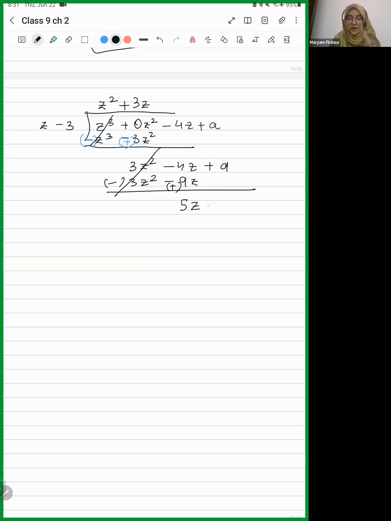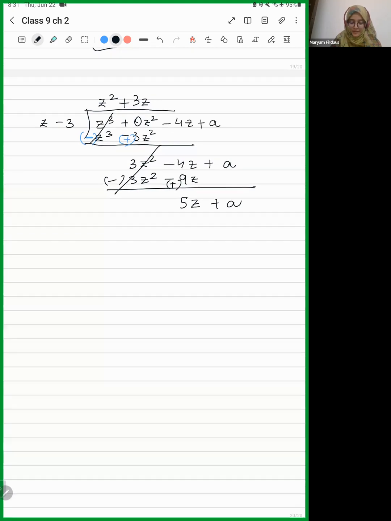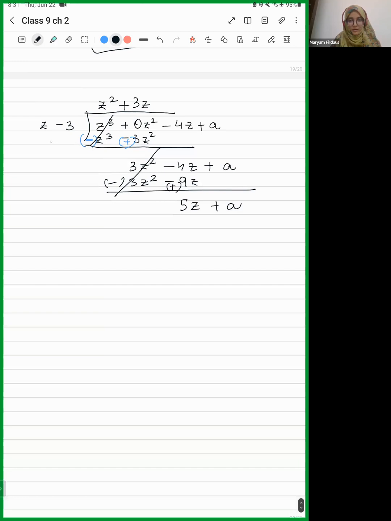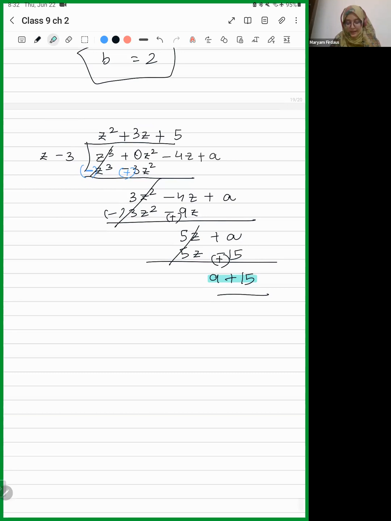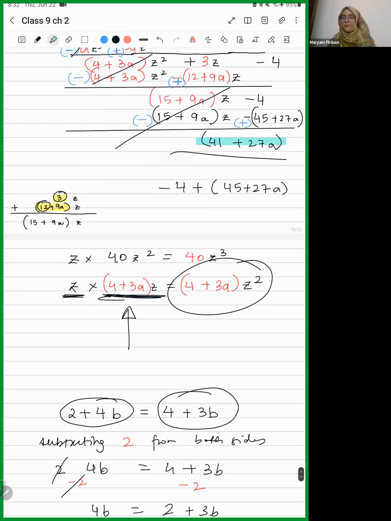5z plus a. And a lot of students make this mistake of writing the a in a way that it looks like a 9. So then they start thinking it is 9, but it's not. Please write your variables and everything carefully, okay? 5z plus a. Now, z multiplied by what will give me 5z? Z multiplied by 5 will give me 5z. And then we multiply minus 3 and 5, so we get minus 15. So this is 0 and this is a plus 15. So what are they telling me? They are telling me that this remainder, a plus 15, is the same as 41 plus 27a. So 41 plus 27a equals a plus 15. And from here, you have to find out the value of a.